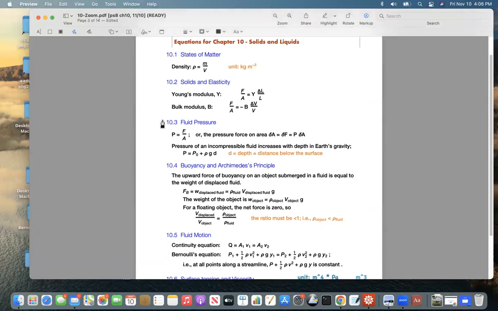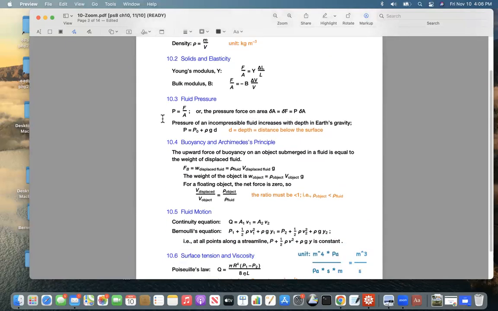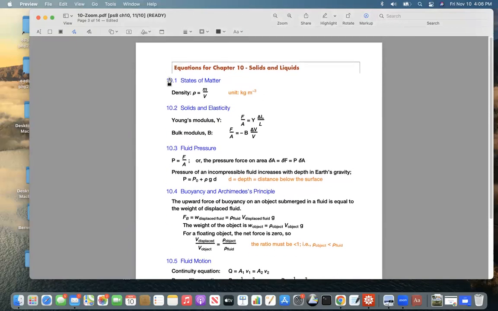Chapter 10 is fairly long. It has 6 parts, 6 sections. The first section is called states of matter, solids, liquids, and gases. And there's an equation that defines mass density. Rho, we usually use the Greek letter rho for mass density. It's just the mass divided by the volume gives me the density of a sample of matter. The unit is kilograms in the numerator, meters cubed in the denominator. So the unit of density is kilograms meters to the power minus 3.